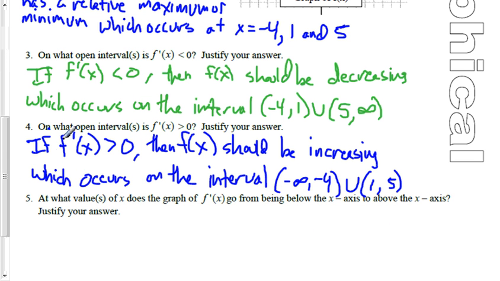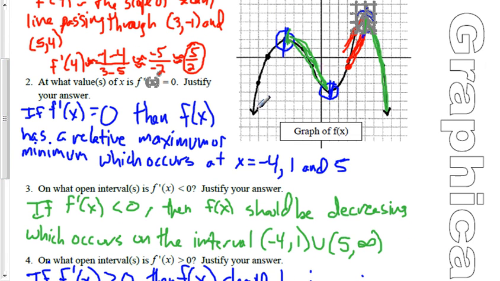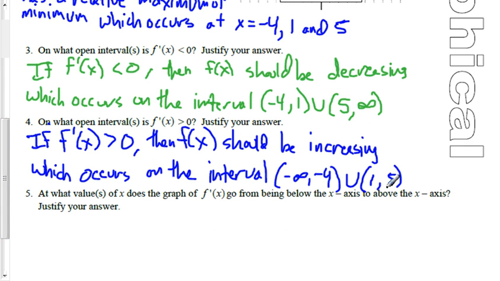Okay, number 4, in what open interval is the derivative greater than 0? Justify your answer. So if the derivative is greater than 0, then f of x, the original function, should be increasing. When does the original function increase? Hey, from -infinity, it's going to increase all the way up to that 0. Oops, sorry. So from -infinity all the way up to -4. And then there's another time when it increases, that's from 1 to 5. Okay, and we have those intervals written right there.